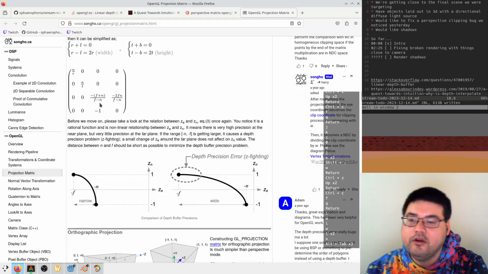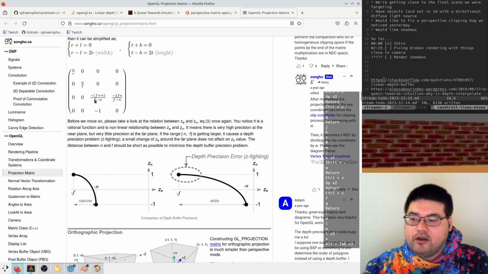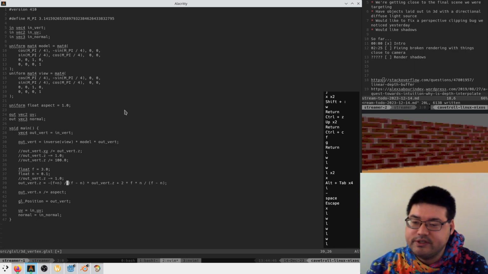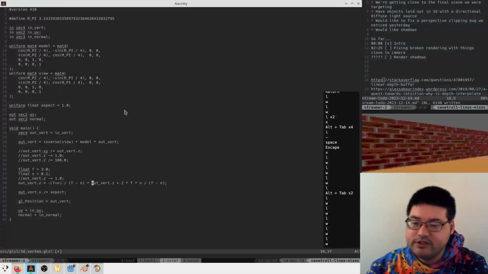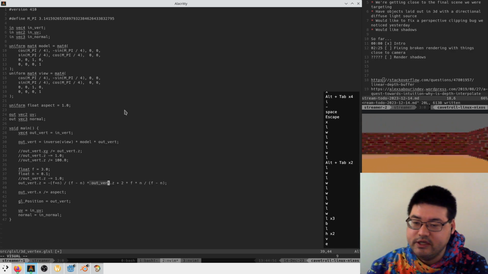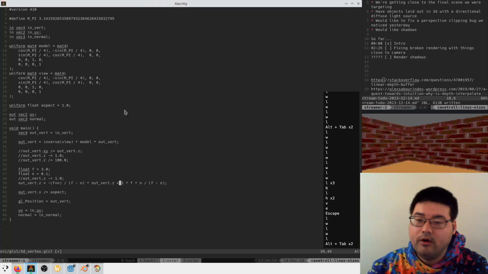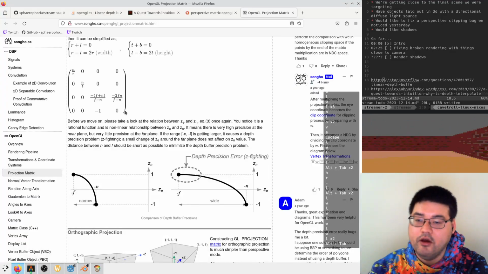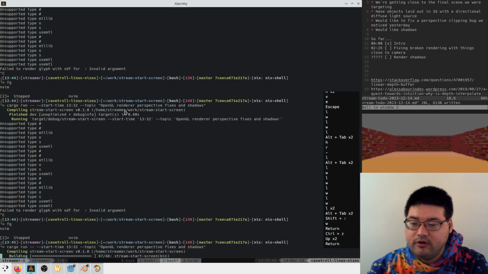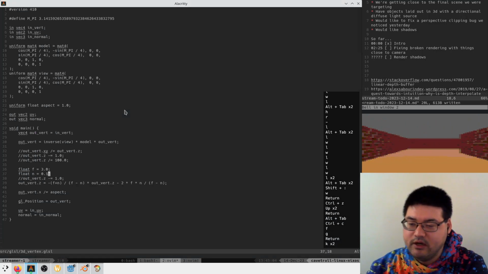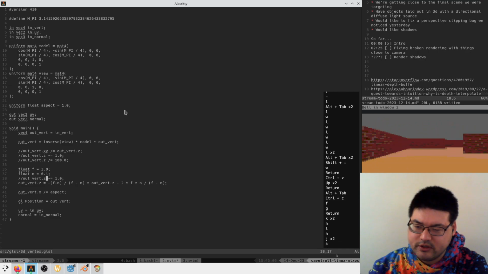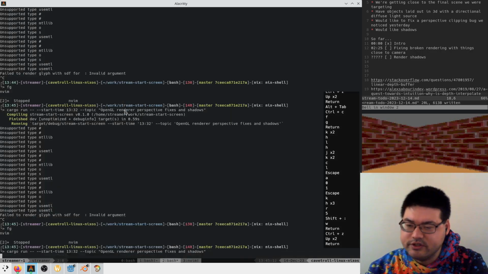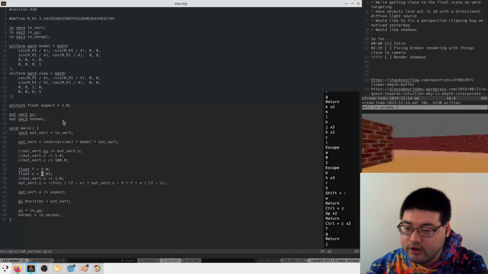So this is negative far plus near. Okay, we'll type it all out. Negative far plus near over far minus near times z, minus 2 times f times n over f minus n. Okay, and then let's adjust these near and far planes to try to get a little closer. So maybe we'll say 0.01 to 5 just to double check. Oh, and I should delete this.